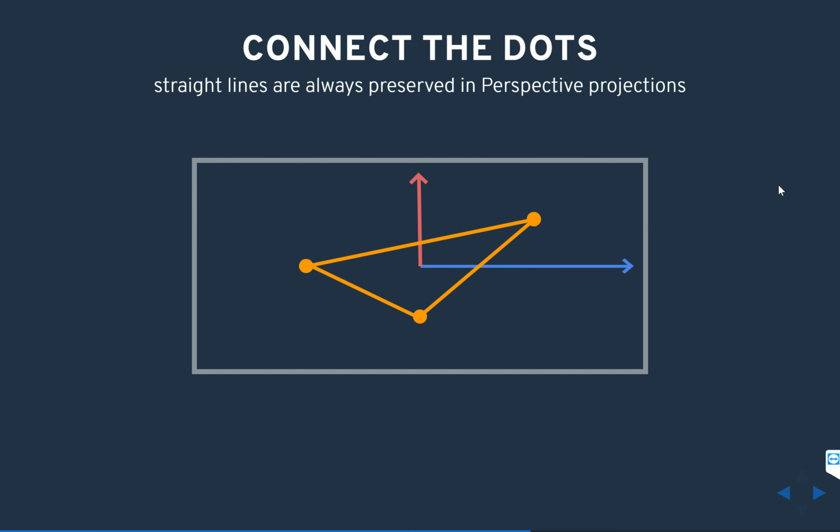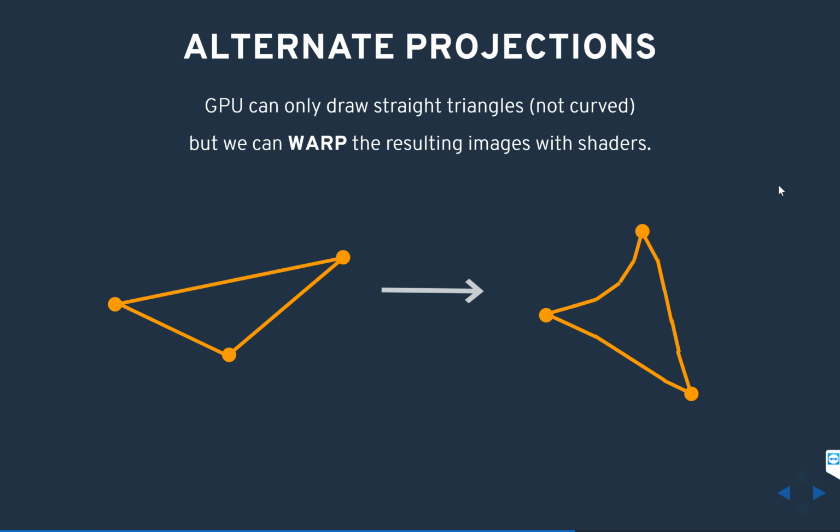So if we want to do something like alternate projections, like Panini and Mercator and all that other stuff, we have to draw the triangles first straight, which is what the GPU is doing. But then we have to warp the resulting images with something called fragment shaders. And what that is, it maps one pixel to another.